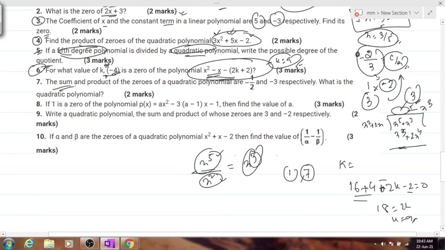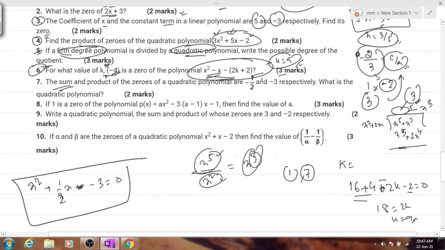Now, question number 7. The sum and product of the zeros of the polynomial are given. I don't think this is a very difficult ask for you all. Therefore, x squared minus sum times x plus product, minus 3 equals 0. You take the LCM and you'll be getting 2x squared plus x minus 3 equals 0. Clear? Yes, no?